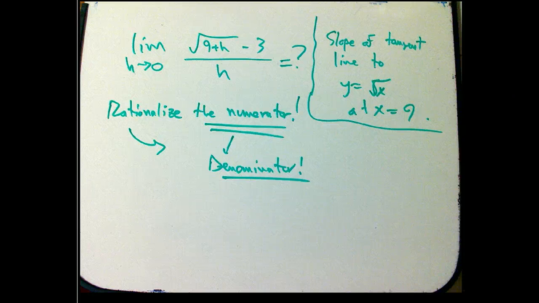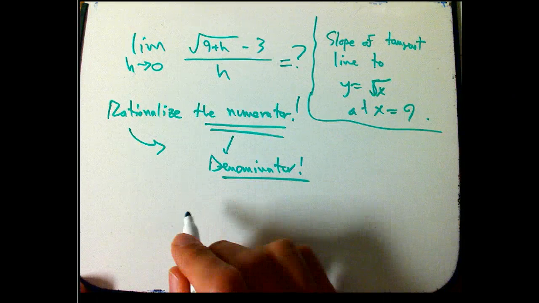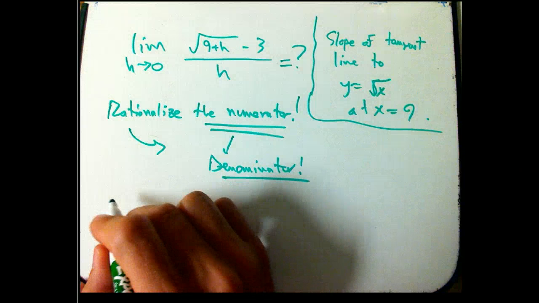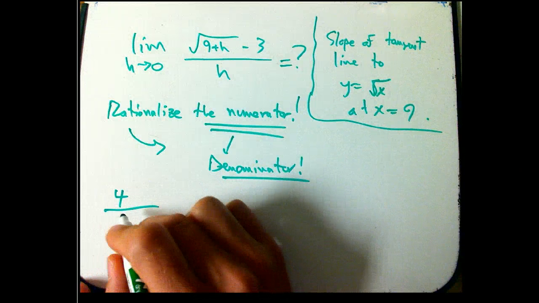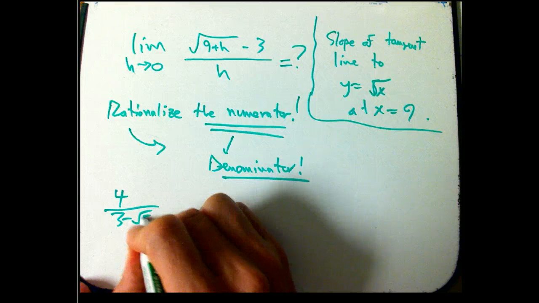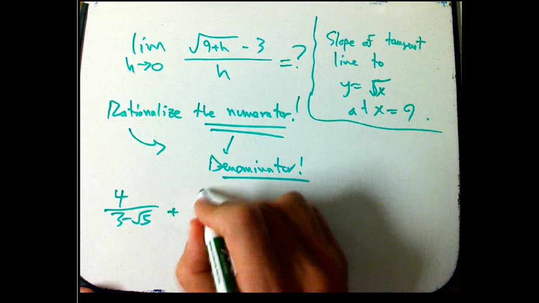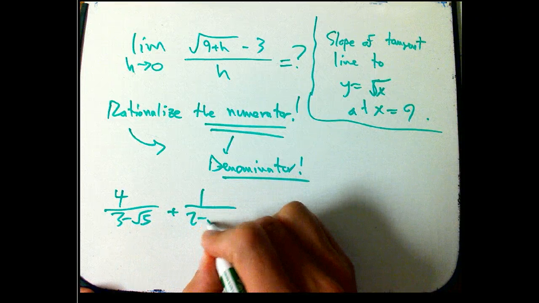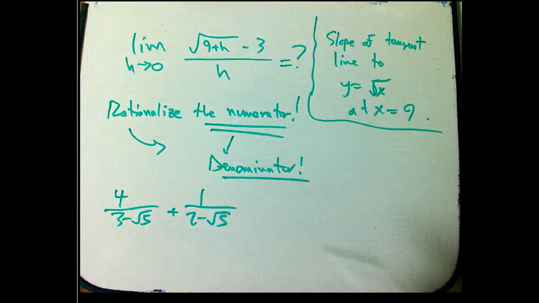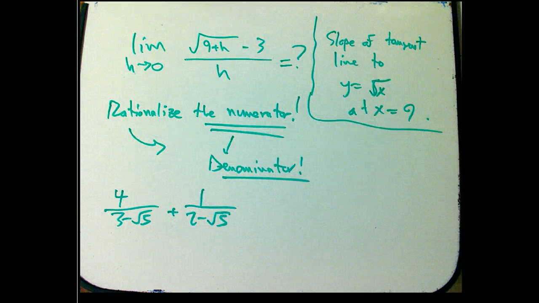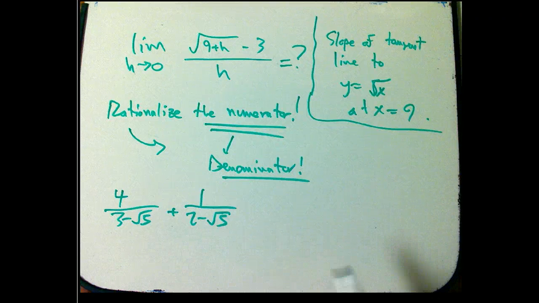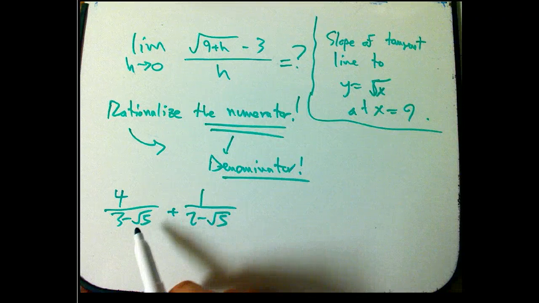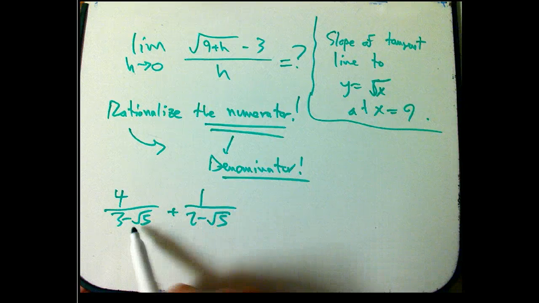Okay, let me briefly review how that works in algebra and why you might do it. So let me just do a problem. Here's a very complicated looking number: 4 over the quantity 3 minus root 5, plus 1 over the quantity 2 minus root 5. We'd like to know if there's any simpler way to write that number. Maybe that's as simple as it gets. And in particular, is there a way to combine those root 5s?